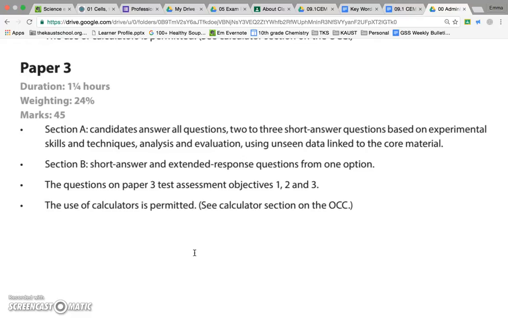Section B will be short answer and extended response questions from the same option that we will do with SL. Now with HL, there are a few extra bits that you will have to do, but much of it is exactly the same, and that will be the ecology option. And in the same way, you will have all of the options in that paper 3, and you will have the responsibility to choose the right question to answer.